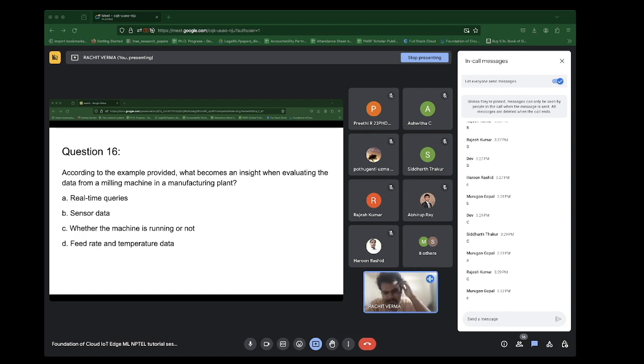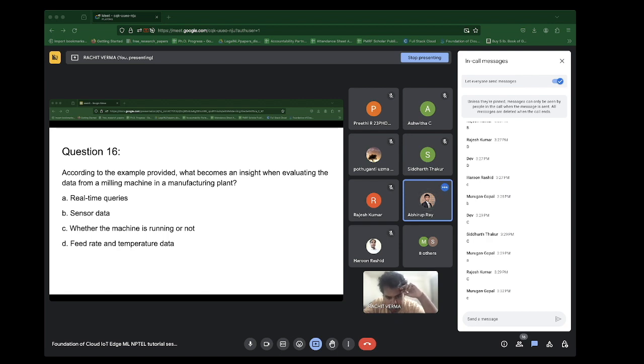I believe something else was said in the lectures. You may want to check that. I have some problem with that. In the lecture, something indirectly was said that feed rate and temperature data would be an insight. But if you ask me personally, my opinion, it is C, whether the machine is running or not. Or I may have parsed the lecture incorrectly. Feed rate is input to that, but the insight is whether the machine is running or not.